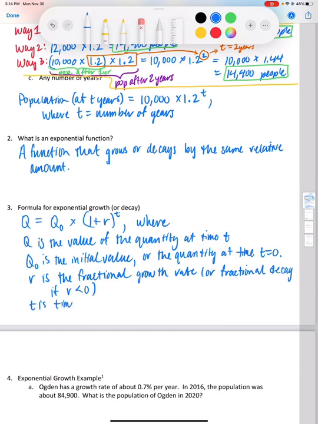Could be measured in years, weeks, whatever the growth rate is measured in. So it's measured with the same units as R. So if R is a fractional growth rate of 20% per week, then T is in number of weeks. If R is the percent per year, then T is going to be time in years.